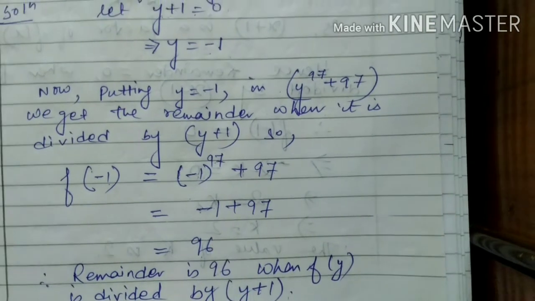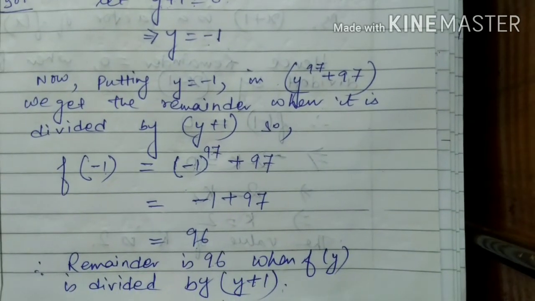This is a procedure to follow to find the remainder when a function or a polynomial is divided by a divisor.